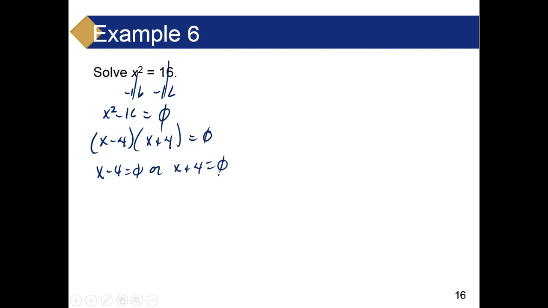So what do we do with the first one? Okay, the first one we add 4 to both sides, and that wipes out the 4 here, and that gives us x equal 4. Over here we'll subtract 4 from both sides, and that gives us x equal minus 4.